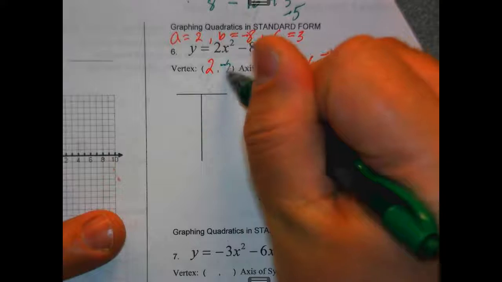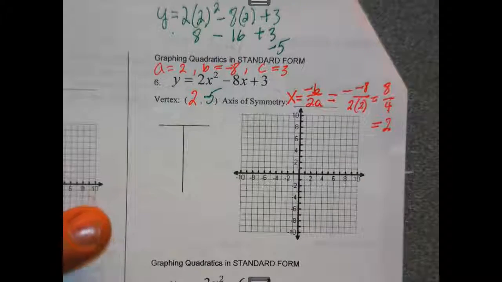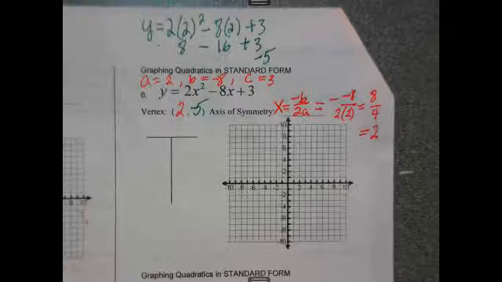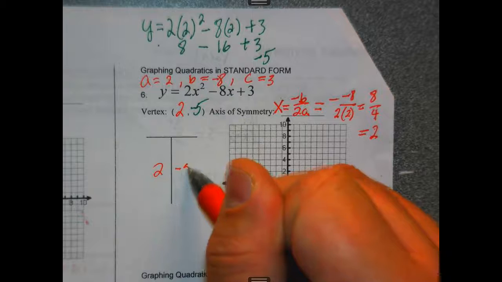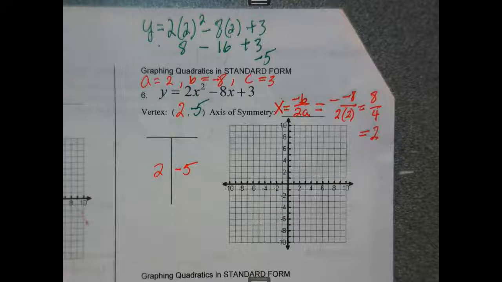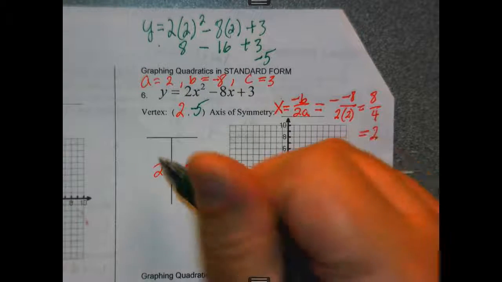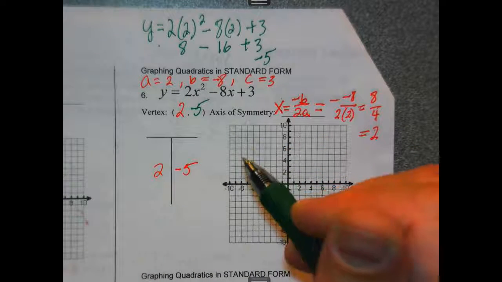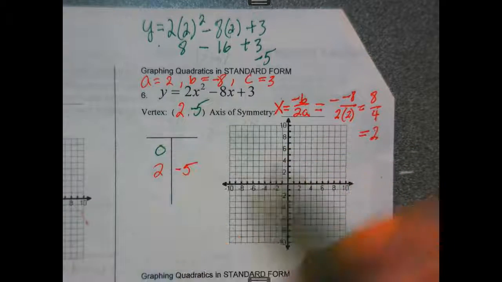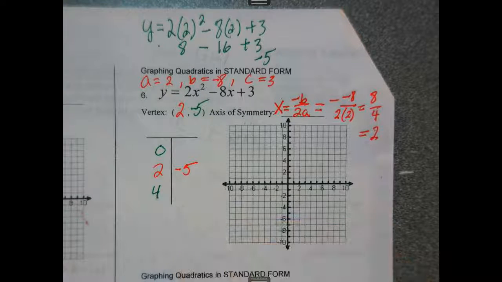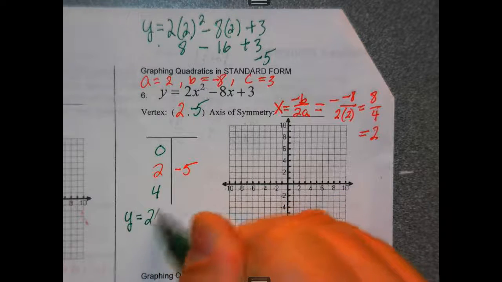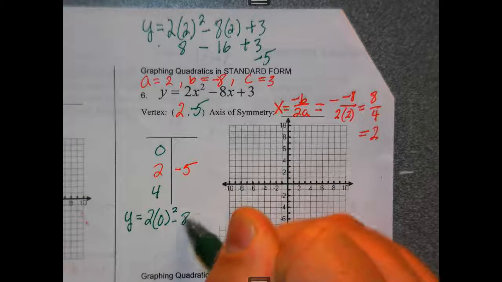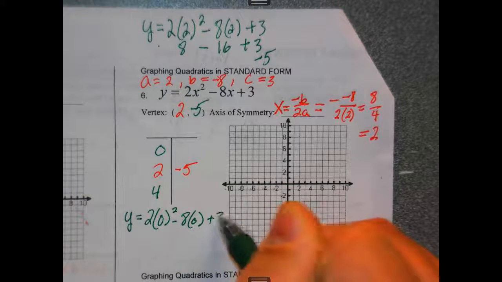There's actually a lot easier way of doing this. I think I'm going to go 2 less because I like putting in 0, which means I have to go 2 more. So I'm going to plug in 0 for x. 0 squared minus 8 times 0 plus 3. So what's y?